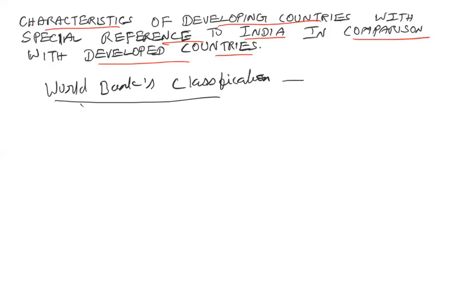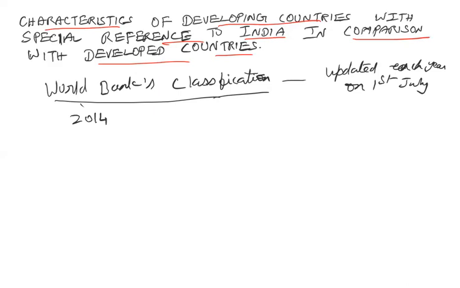classification, as I mentioned, is updated by the World Bank every year on 1st July. And as I mentioned, it is based on the per capita income of the countries of the previous year. Okay. So this is as per the 2014 data. So it is classified by the World Bank. This 2014 is given in the textbook. That's why I'm mentioning it here.